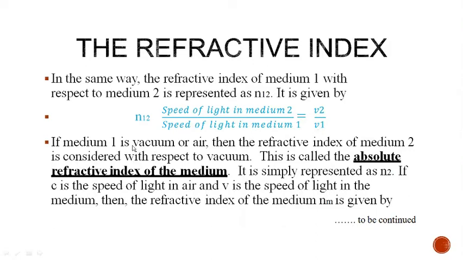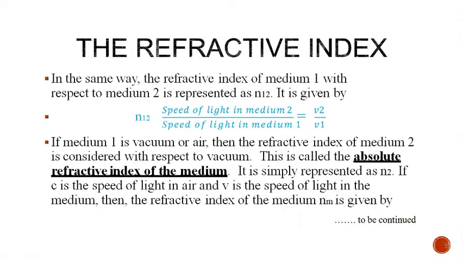Now if medium 1 is vacuum or air, then the refractive index of medium 2 is considered with respect to vacuum. I repeat, if medium 1 is vacuum or air, then the refractive index of medium 2 is considered with respect to vacuum, and this is known as the absolute refractive index of the medium. It is represented simply by N2.